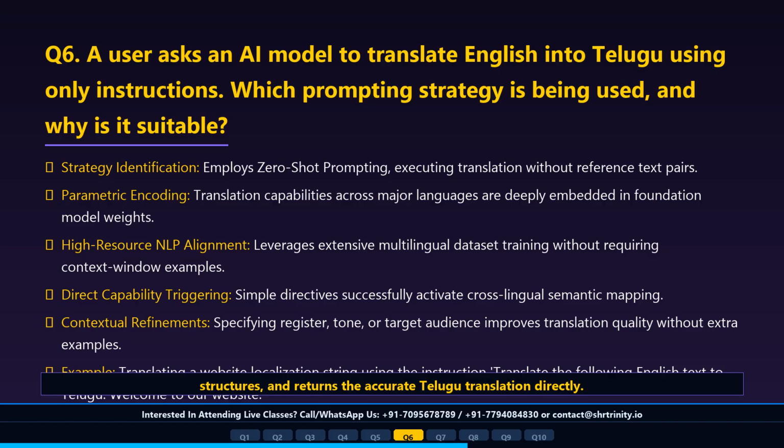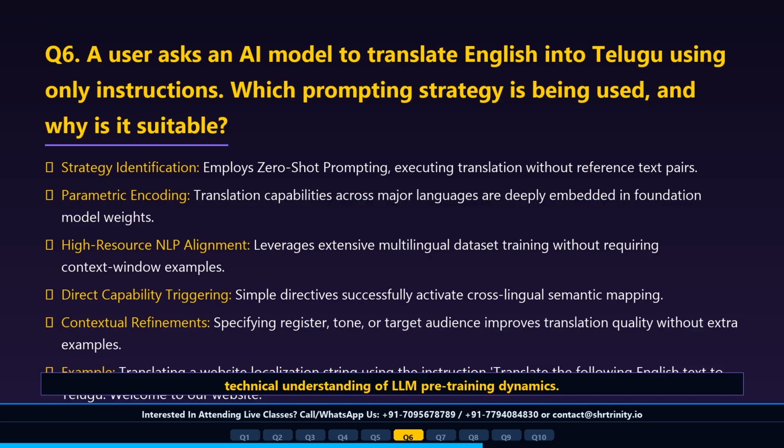To improve quality further in zero-shot contexts, you can specify context nuances, such as requesting formal versus informal Telugu, or identifying the target audience. During an interview, mentioning that translation is an aligned, baseline capability of multilingual foundation models demonstrates a deep technical understanding of LLM pre-training dynamics.